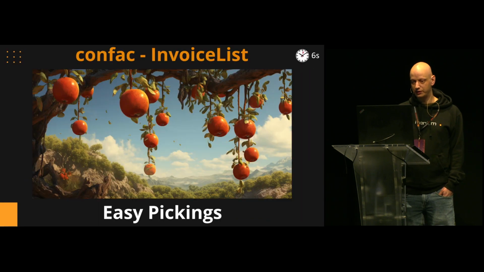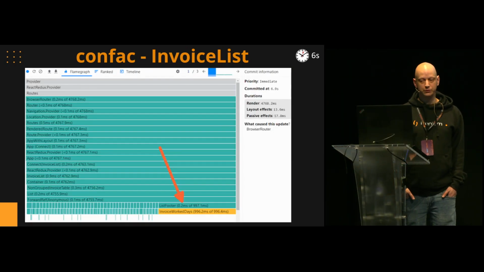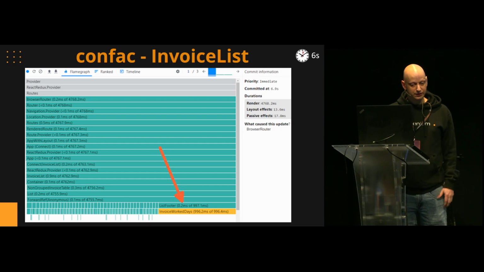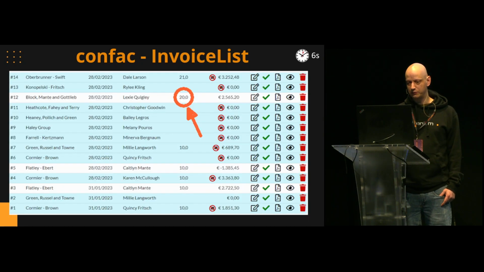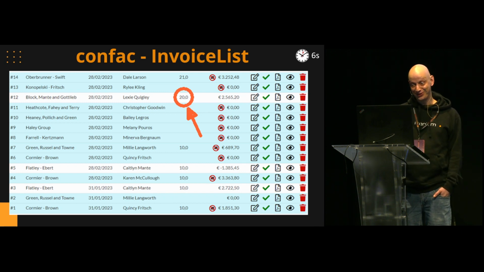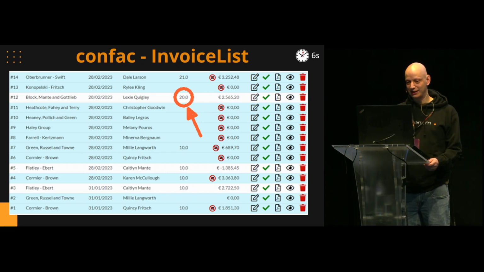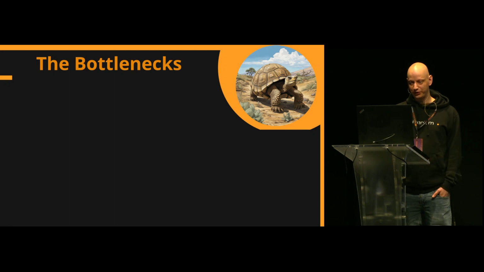So we start with the invoice list and some easy pickings. And this is, in fact, the flame graph of the profiler. At the bottom, we're seeing the invoice worked days, which just displays a single number, and it's taking an entire second. And if we have a look at the application itself, it's displaying just a number. It takes an entire second. So I started digging, why is it taking so long? And then we came up with the bottlenecks.